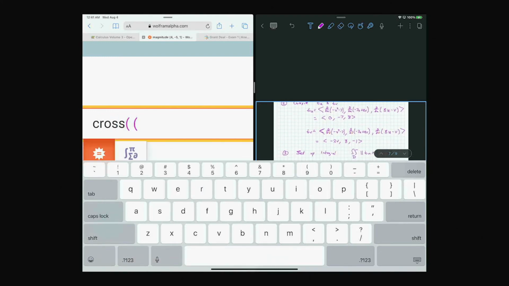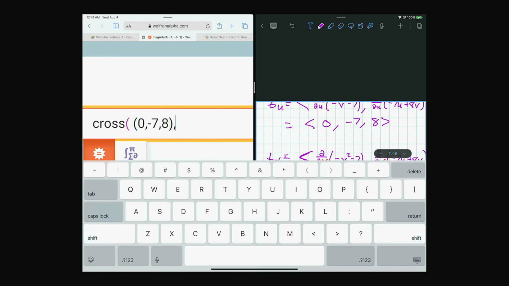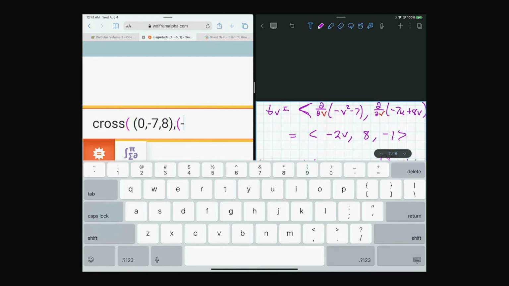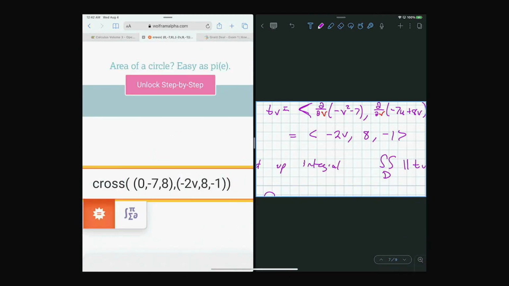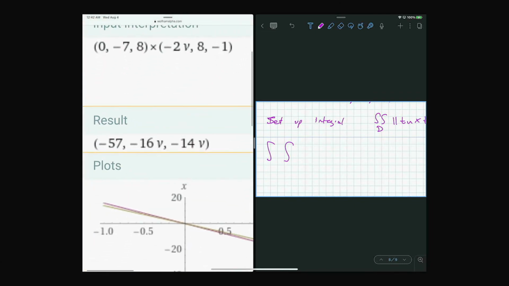What's our first vector? 0, negative 7, 8, comma. What's my second vector? Negative 2v, 8, negative 1. Wolfram won't care about putting variables in here. It'll do the cross product anyway. So I get this for my result: negative 57, negative 16v, negative 14v. We need the magnitude of that, of course. And then we still have dA, which I haven't set up that integral yet.